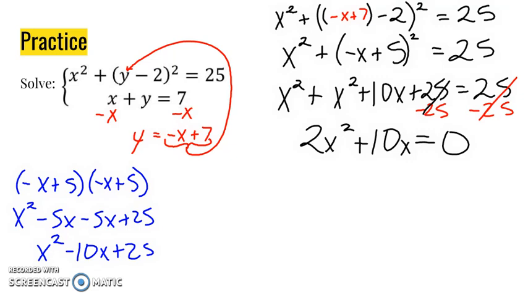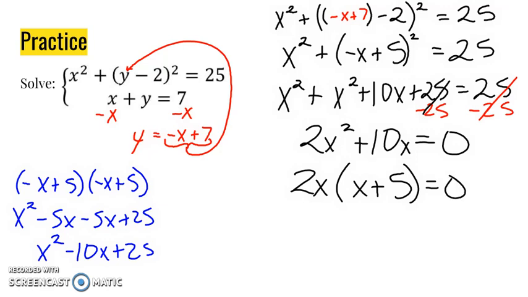Now I still have to factor to solve this. So if I'm looking to factor, I see that both of these terms have factors of 2 and x. So I can pull a 2x out in front. That leaves me with x plus 5 equals 0. Okay, set both those factors equal to 0. I get 2x equals 0. Divide both sides by 2. I get just x equals 0. Then I've got x plus 5 equals 0, which gives me x equals negative 5.